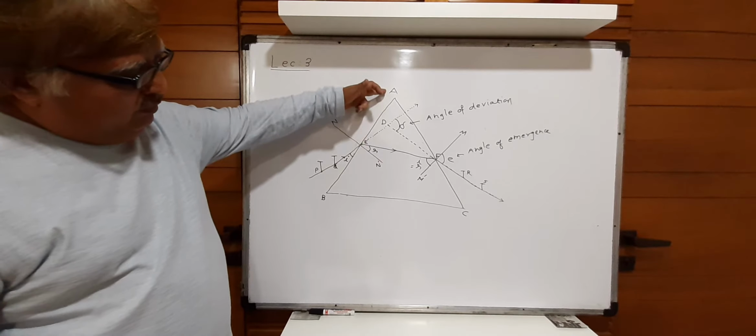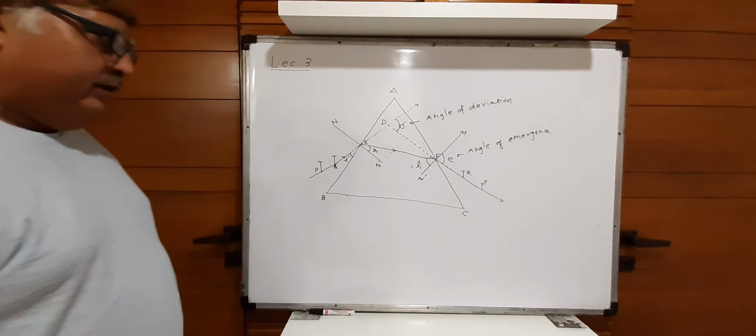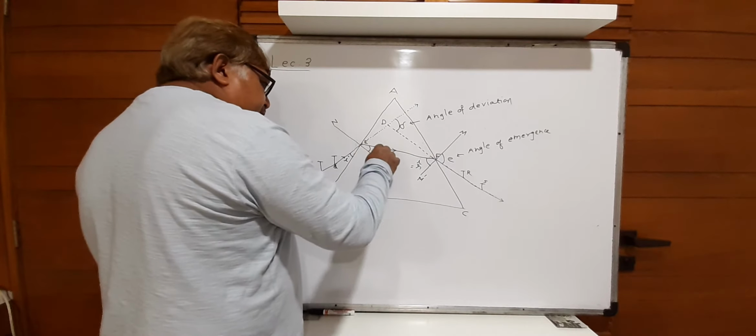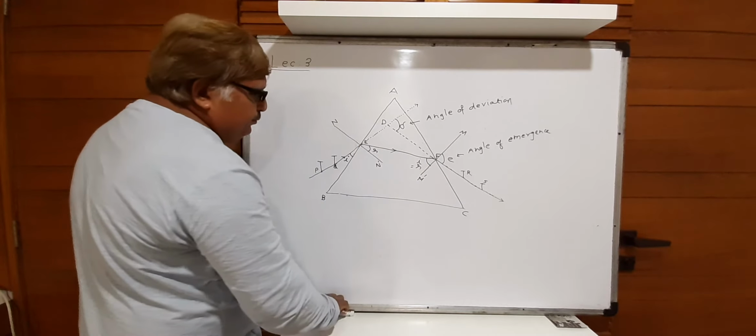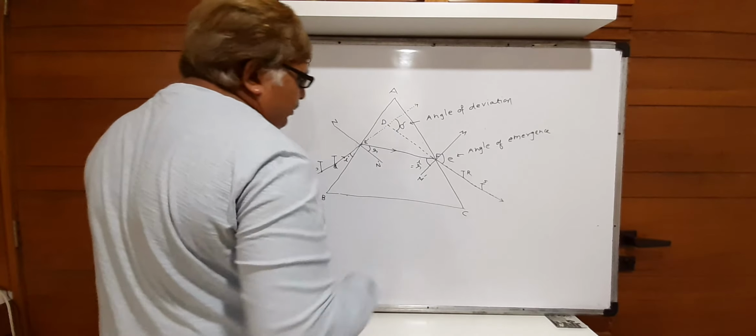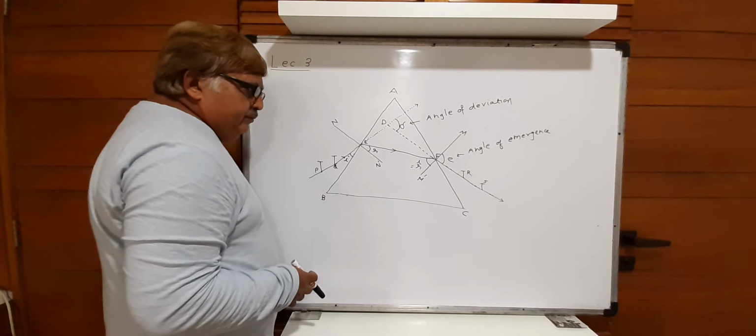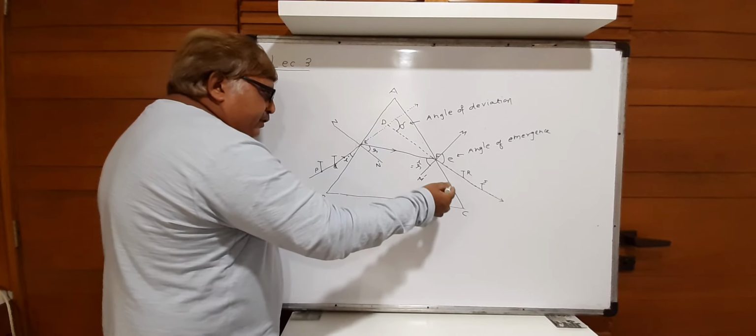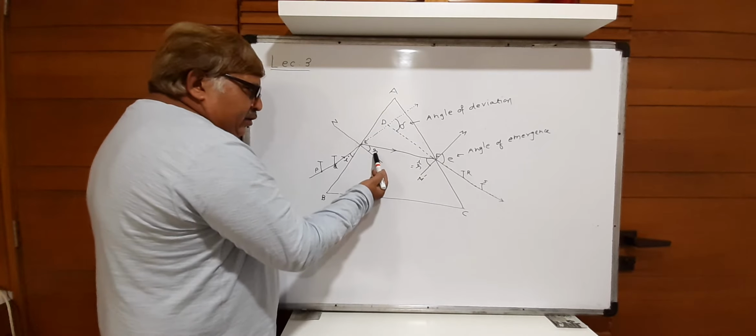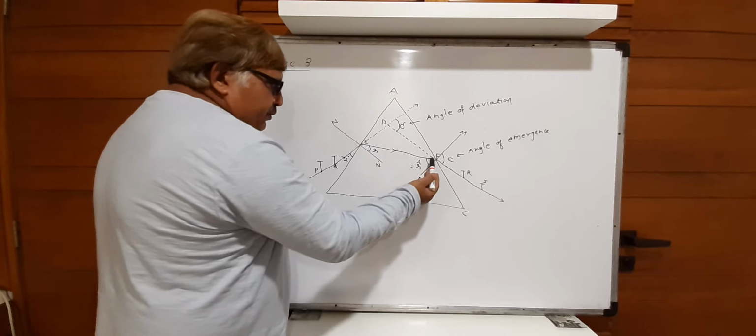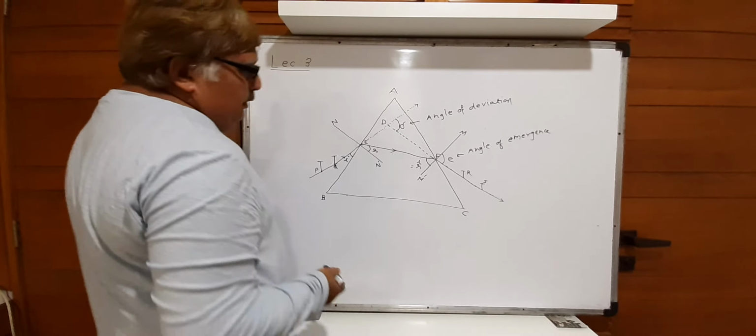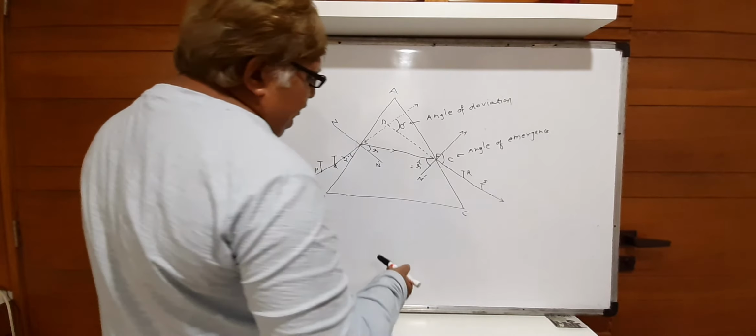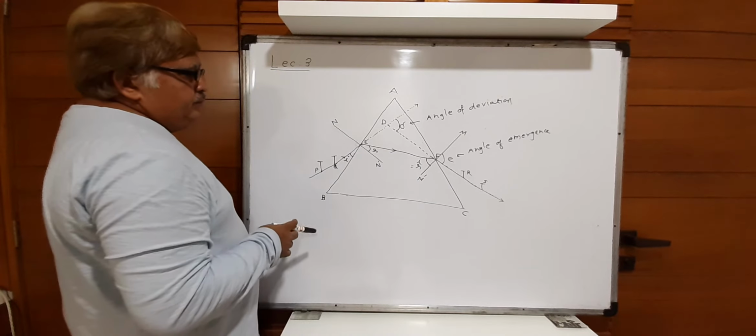NN' is the normal at interface AB. EF is the refracted ray. MM' is the normal at refracting surface AC. Angle of refraction, again angle of incidence, and then angle of emergence. FR, FS or RS can be called the emergent ray.